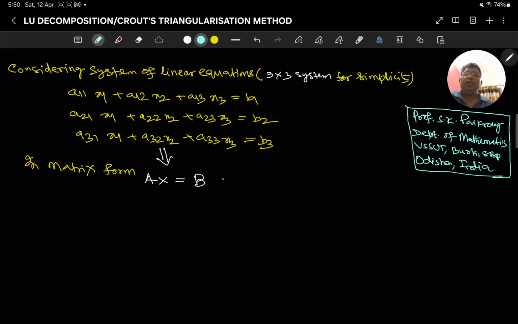Hello everyone. In this lecture I shall discuss the LU decomposition method, or matrix factorization method, or what we call Crout's triangularization method, to solve a system of linear equations. For simplicity I am considering here a 3x3 system, meaning 3 variables and 3 equations. However, it can be extended to an n cross n system.